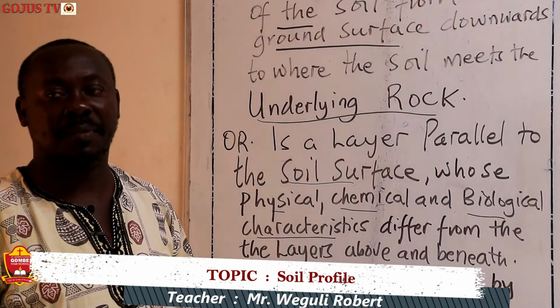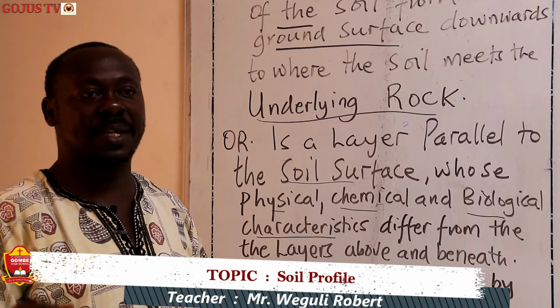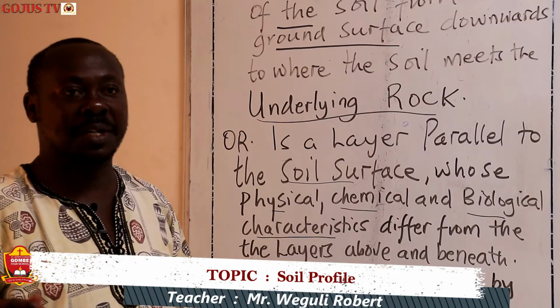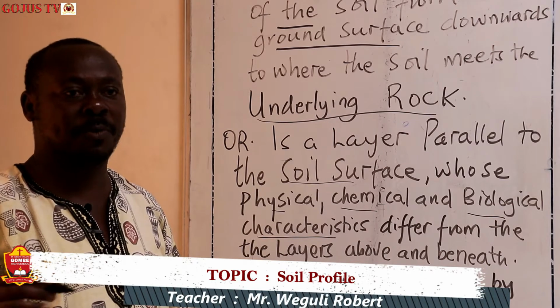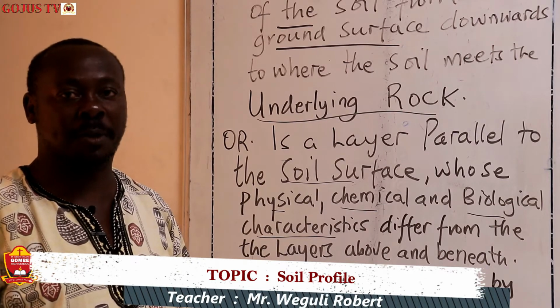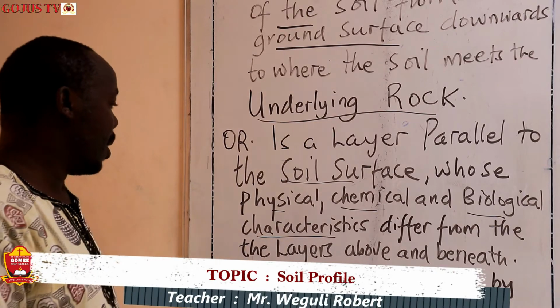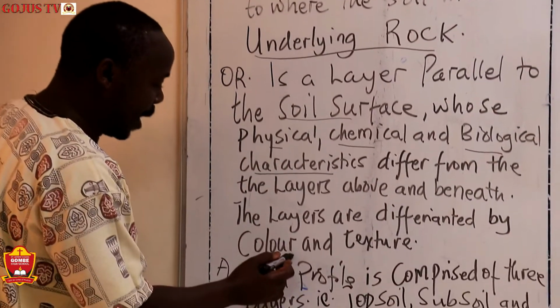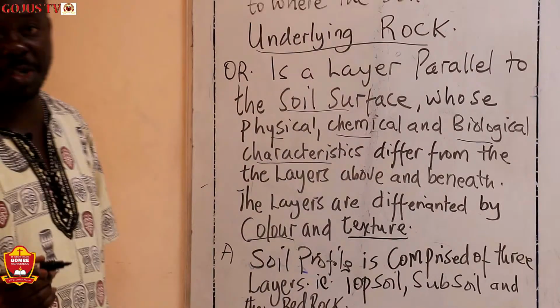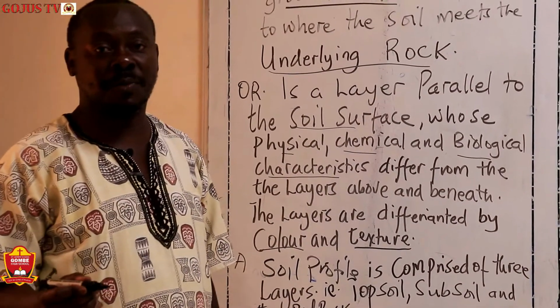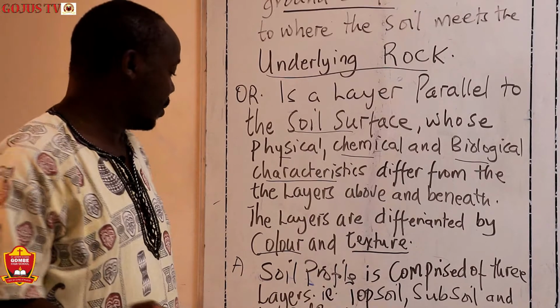The same. They define color, they may define the size of the particles, they may define the texture and all that, because the processes of formation are not the same. The layers are differentiated by color and texture. It's what differentiates the layers of a soil profile.